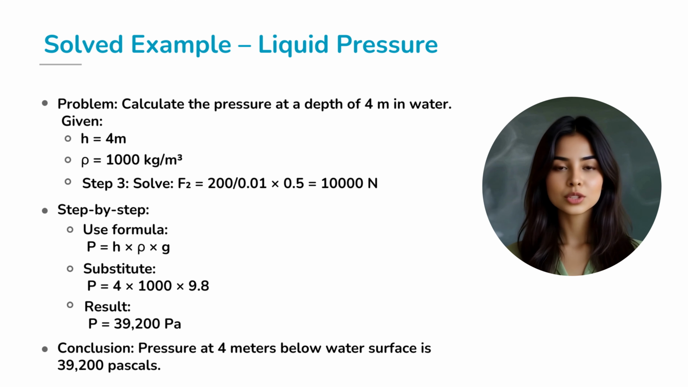Now substitute P equals 4 times 1000 times 9.8. That gives us P equals 39,200 pascals. So the pressure at 4 meters below the water surface is 39,200 pascals. That's how powerful even a few meters of water can be.